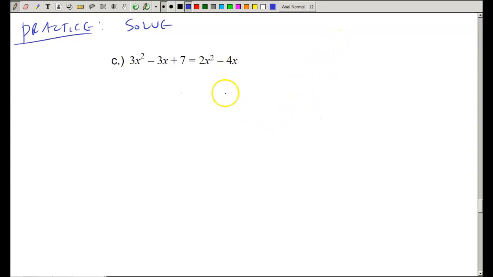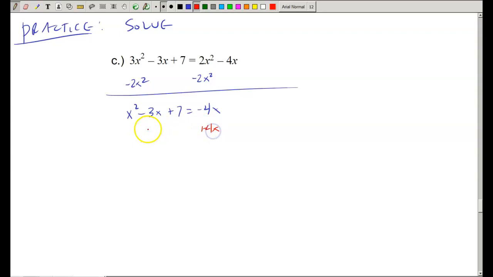All right, so this one clearly is not in standard form first. So we're going to put this into standard form by subtracting the 2x squared to the other side. That's going to give me 1x squared minus 3x plus 7 equals negative 4x. We have to then add the 4x to the other side. And so then we'll have standard form. We'll have x squared plus 1x plus 7 equals 0.